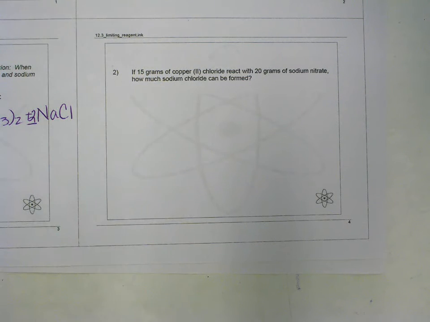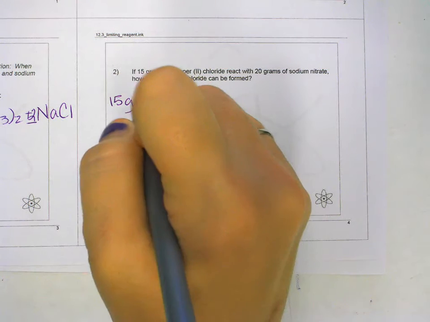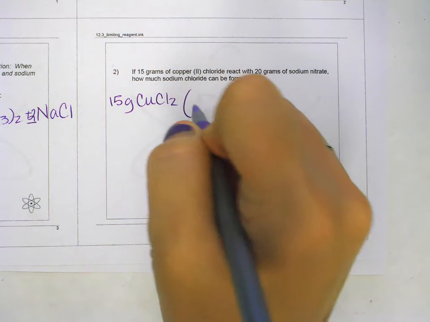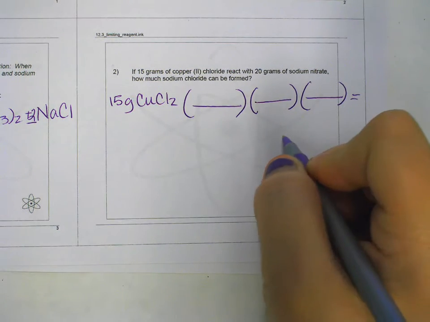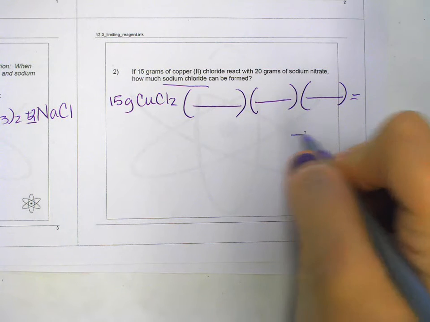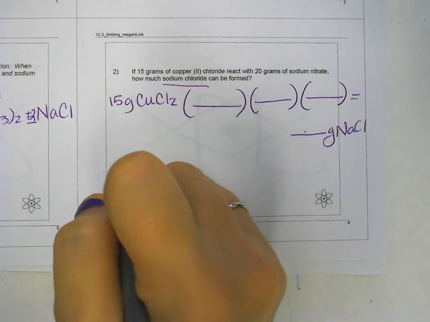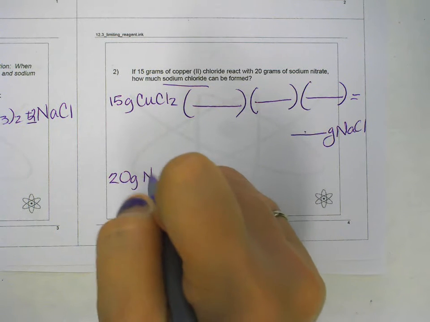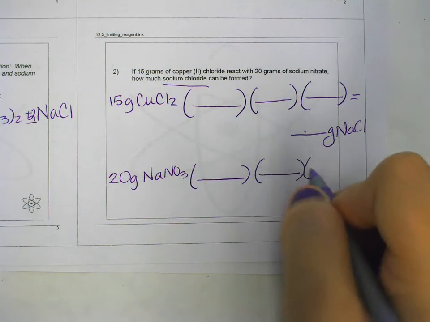Well, I'm given two different reactants here. So the easiest way that I've found over the years to solve this is to just do stoichiometry twice. When you get a limiting reagent problem, you're going to transfer both of them into the product. You're going to take the copper chloride and change that into sodium chloride. And then you're going to take the amount of sodium nitrate and change that into sodium chloride as well.